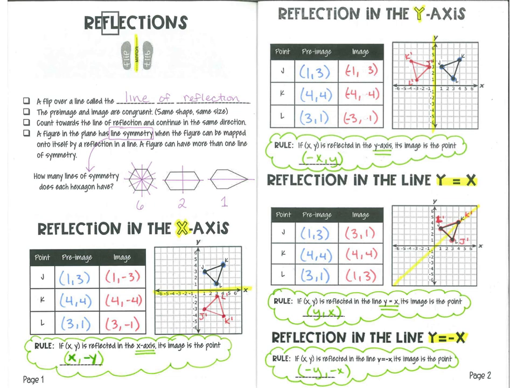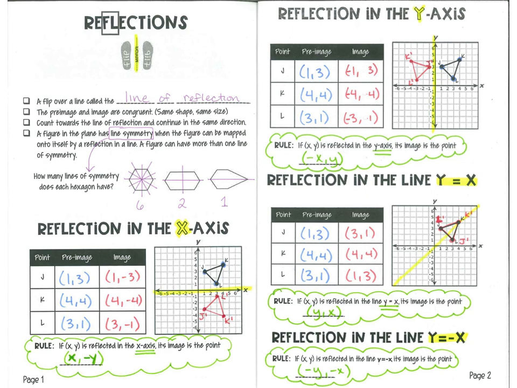What do you notice for this diagonal line, the y equals x? What did I do with the letters? Flip them. We switch the x and y. Don't change the signs, just switch the x and y. So we look at the rules to be able to do the transformations for each of the coordinate points.